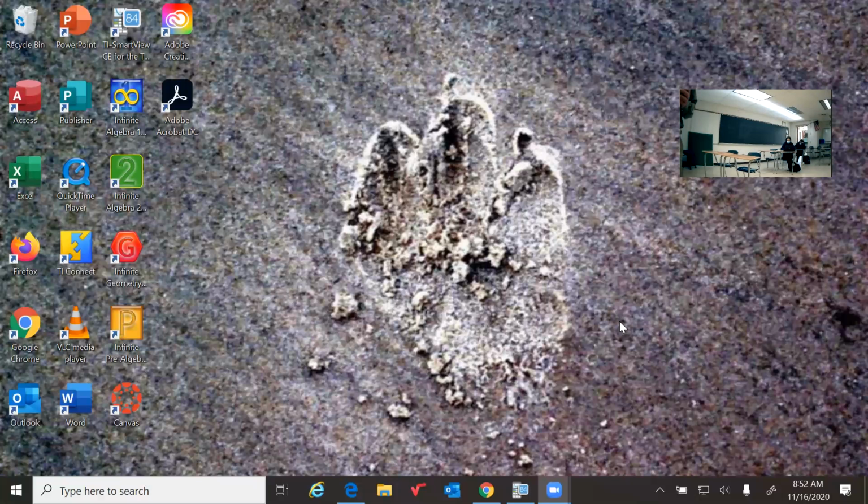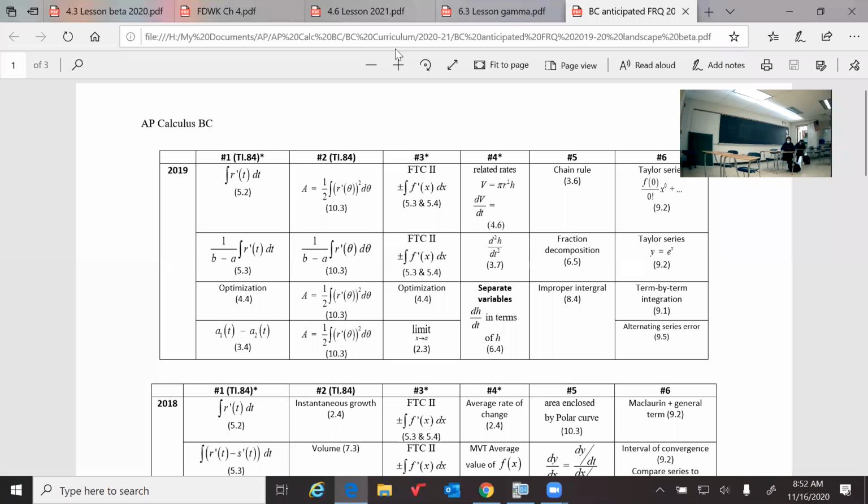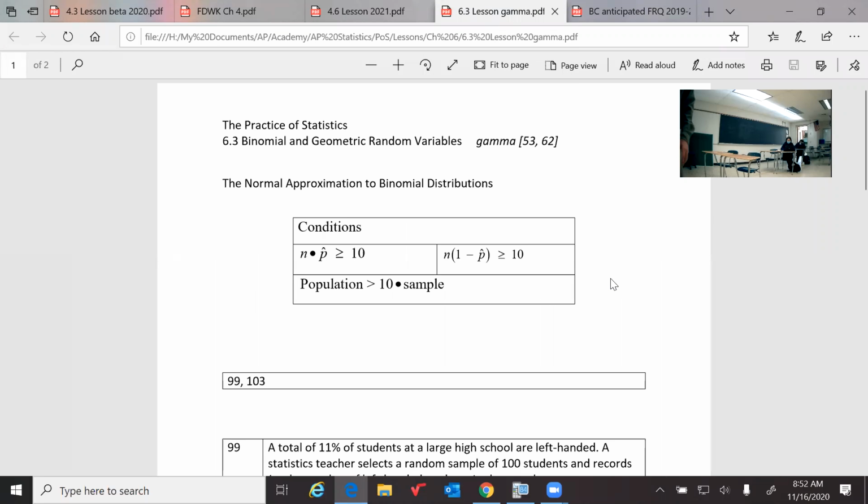And this is 6.3, the gamma lesson. And now we've got additional conditions, which is what we're focused on here. So this thing we saw last week: the population has to be greater than 10 times the sample size. And the reason, that's a condition for inference, is because we're sampling without replacement. And the binomial algorithm is based on with replacement.